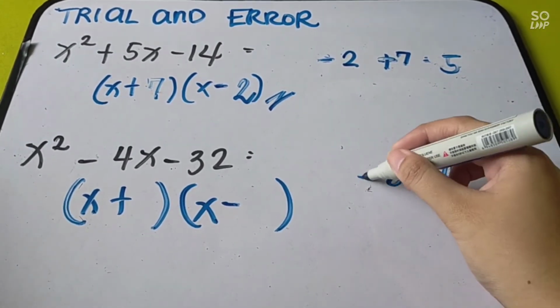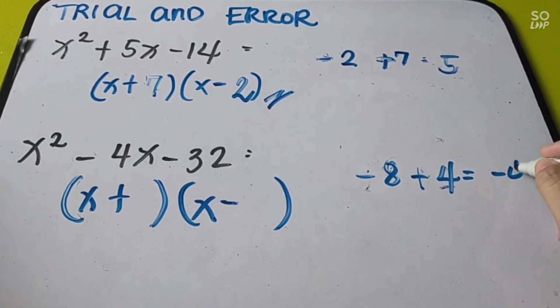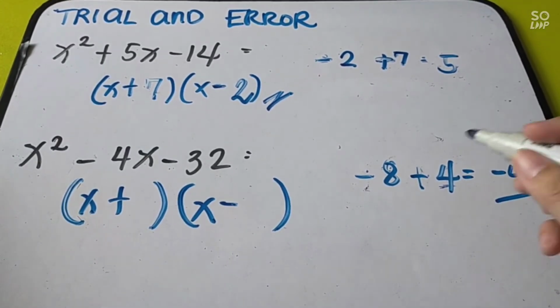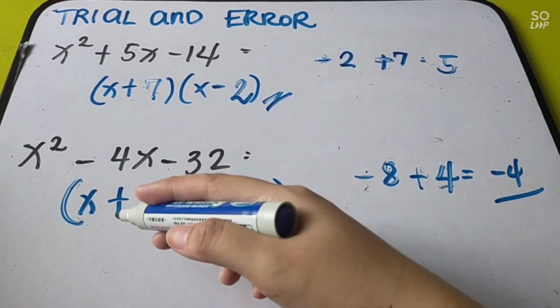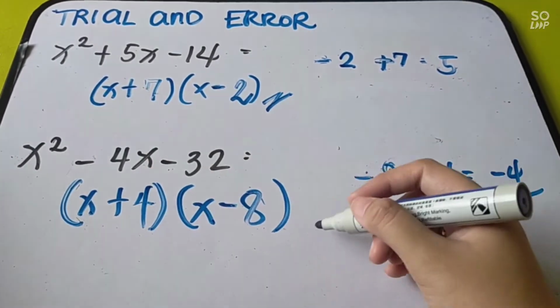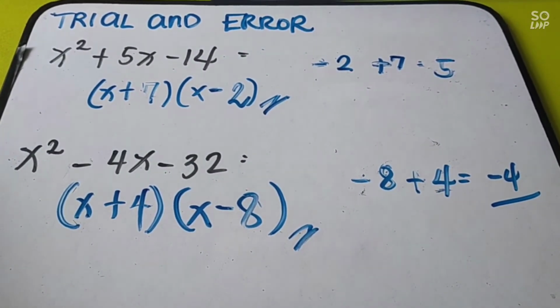So, this one is negative, this one is positive. Negative 8 plus 4, the answer is negative 4. Ayun, nakuha na natin. So, therefore, the factors are x minus 8, then x plus 4. So, that is it. Ganun mag-factor by using trial and error.